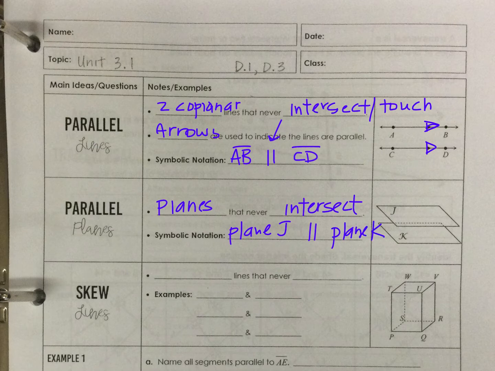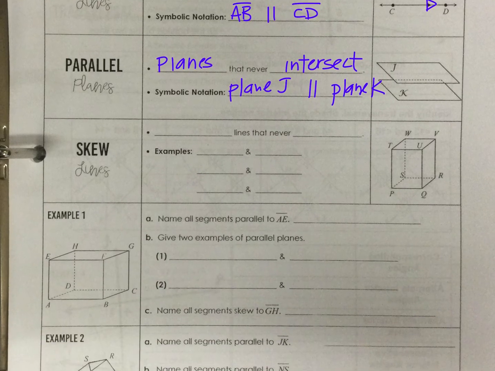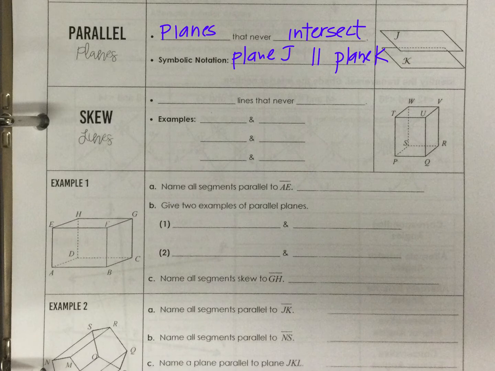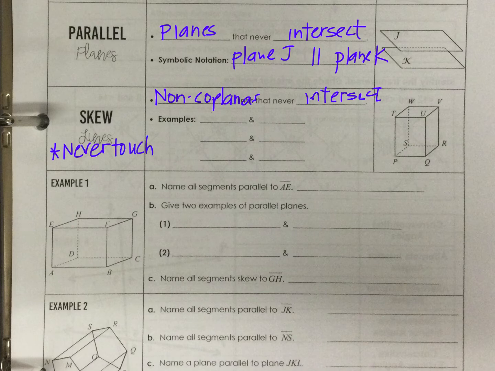Now we are going to talk about skew lines. Skew lines are two non-coplanar lines that never intersect. What that means is they never touch, but they are also not parallel. Okay, so if I wanted to talk about PS, it is right here.